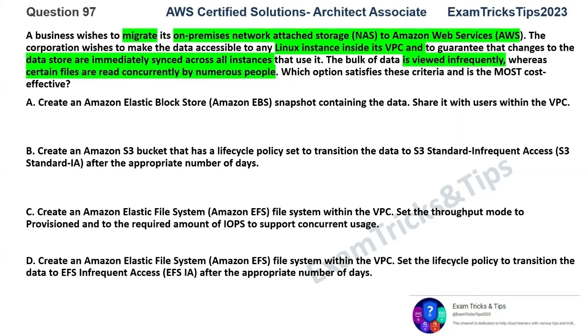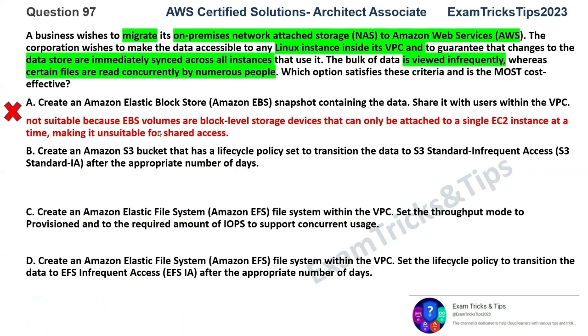The second option, which is wrong, is option B. It says let's create an Amazon S3 bucket that has a lifecycle policy set to transition data to S3 Infrequent Access after an appropriate number of days. Now it's basically catering to the requirement that bulk data is viewed infrequently, which is all right, and it can be cost effective just from an infrequent access data perspective, but it is obviously not catering to the shared file system functionality and the low latency that we need when access is made. So it only caters to one requirement. So an S3 bucket and moving to infrequent access storage type is not a correct solution.